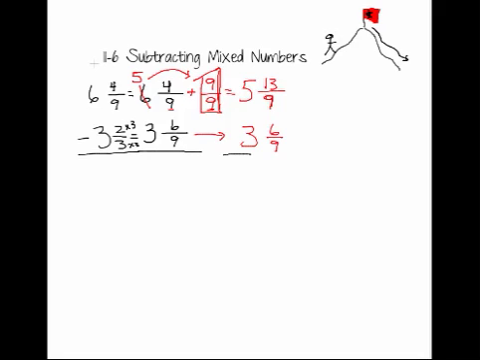Are you with me so far? The problem is ready to subtract. I have the same denominators, and the number on top is larger than the number on the bottom. So I subtract: 5 take away 3 is 2, and 13 take away 6 is 7, and bring down the original denominator. 2 and 7/9. Now can I reduce 7/9? Nope, there's no number that goes evenly into 7 and 9. This is your final answer.